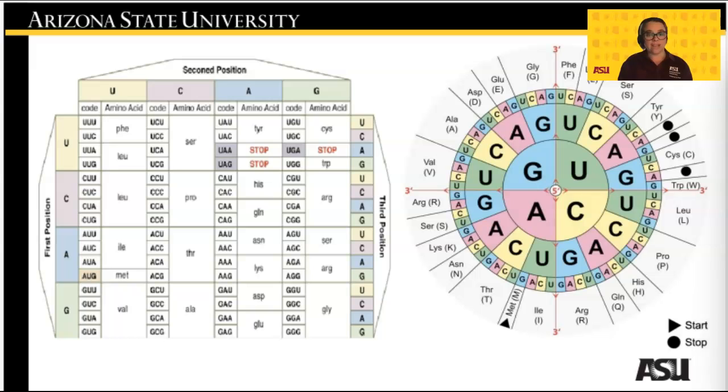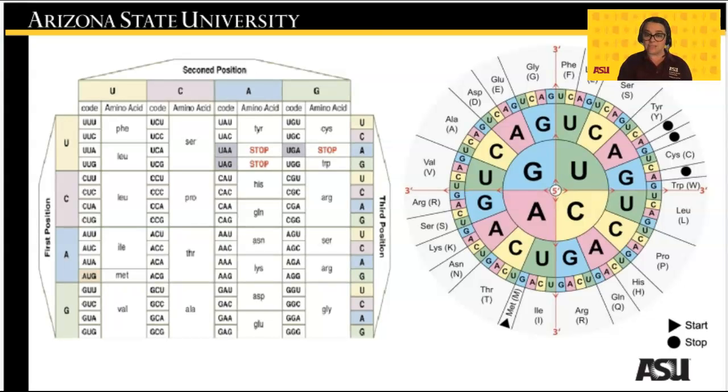When looking at the pie chart, we start in the center of the rings. The innermost circle represents the first base. The next circle indicates the second base, and the outermost circle represents the third base. So let's find CUA. At the center is the yellow C. In the next ring, we see the green U. And then we find the pink A and see that this gives us leucine.